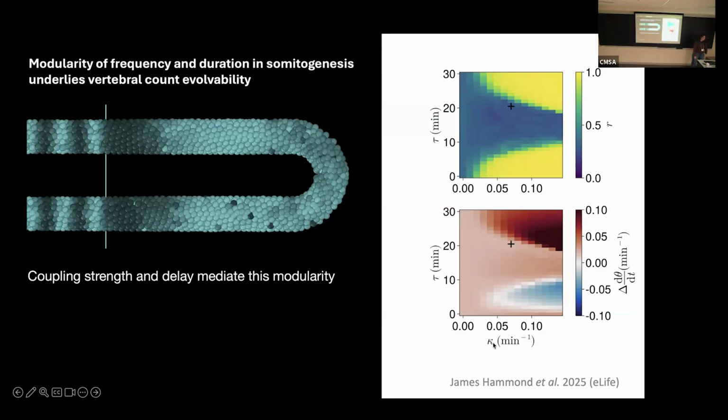And do you see when you reduce the delay time that you change the phase because you have the boundary?